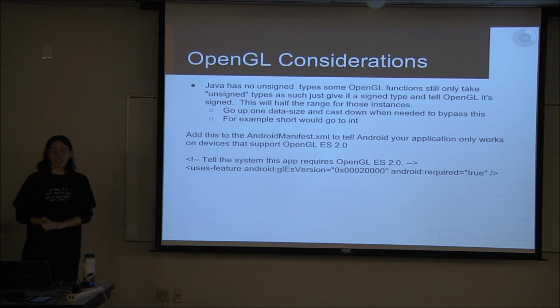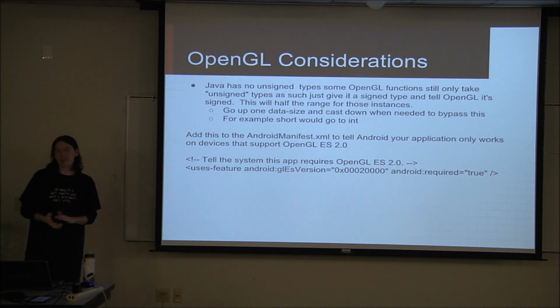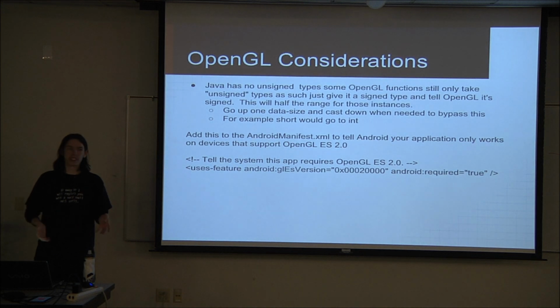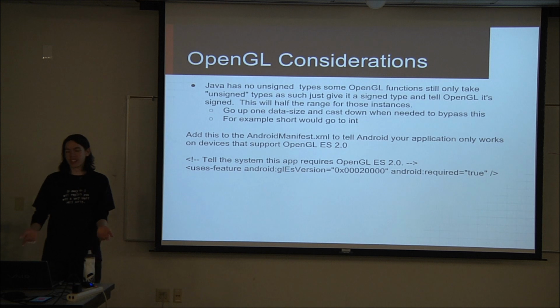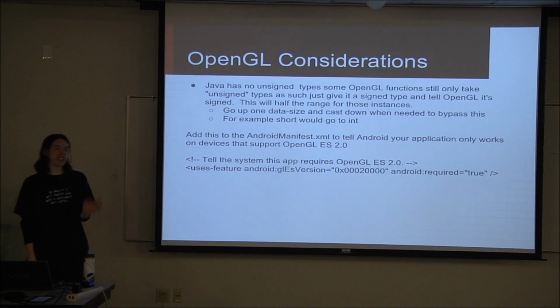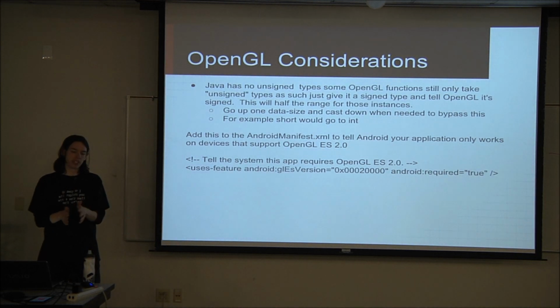So, more considerations. Sometimes you want unsigned types with your OpenGL calls. So let's say you're drawing something with indices. You want your indices to be unsigned, because what does negative 32,000 for an index mean? That makes no sense at all. So what you need to do is go one size up. If you want short indices, you need to go up to an int. If you want ints, you need to go up to a long.